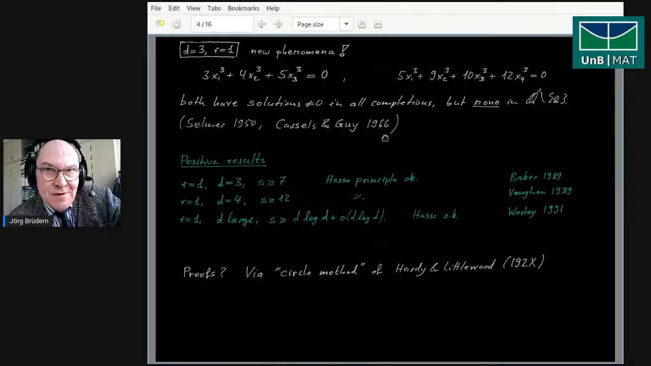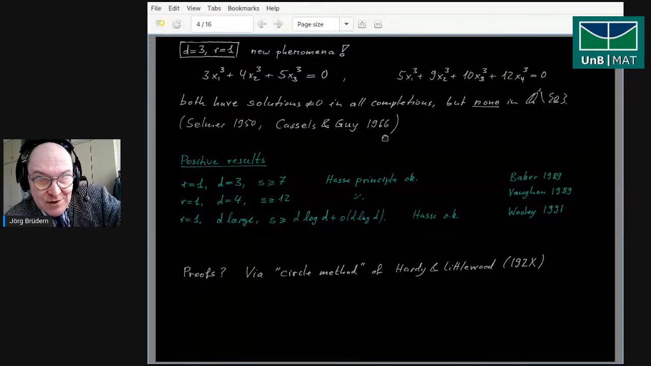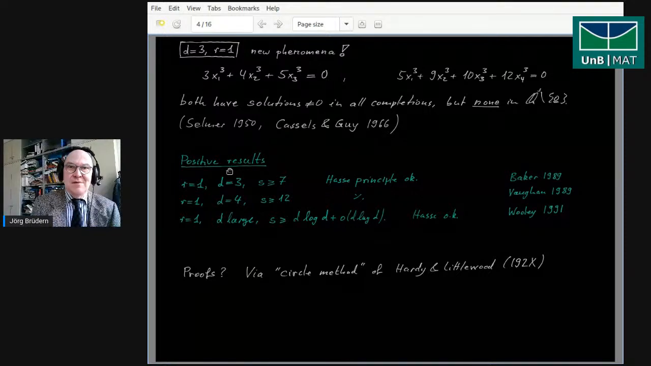And nobody's ever found an example in 5 variables. The rumor goes that the reason for this should be that the Hasse principle is true from 5 variables onwards for such equations, but I'm not willing to stretch out my neck and call that a conjecture. But there are positive results for equations of this type, and remember, I will always write R for the number of equations, D for the degree, and S for the number of variables. So if the degree is 3 and I have just one equation, then in 7 variables, the Hasse principle is okay.